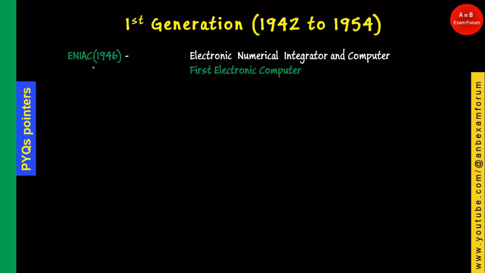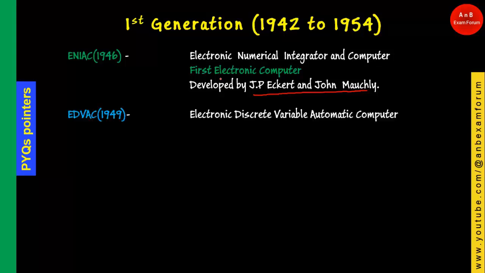Electronic Numerical Integrator and Calculator. Okay, and sometimes at level 2 they can ask you who developed this computer. So it is Eckert and Mauchly. Okay, John Mauchly and J. P. Eckert, these people developed this electronic computer. But basically you should know that the first electronic computer is ENIAC. Okay, don't confuse it with Harvard Mark 1 or the analytical engine, because this is the electronic age, and those are the electromechanical and mechanical age. Okay, so the first electronic computer is ENIAC.